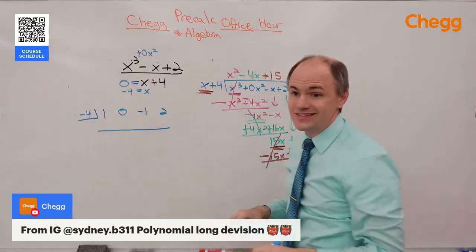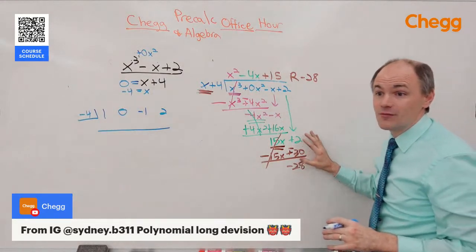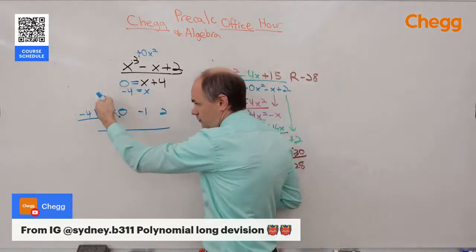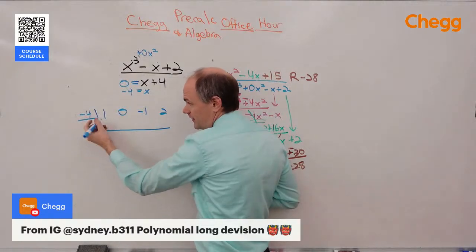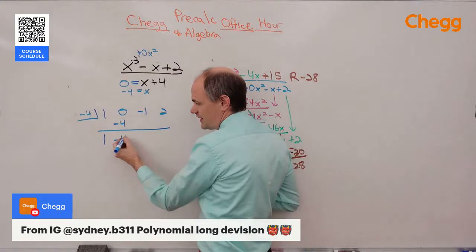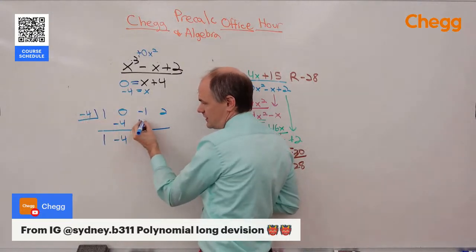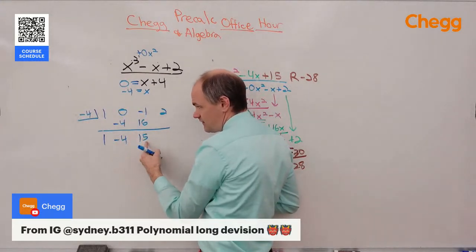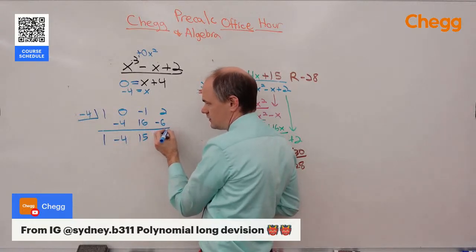Leave a row of space, and this is where it's cool. All of this work is going to be summarized in a quick result. First, bring down the first number, bring down the 1. We're going to multiply 1 by the number in front and get negative 4. Add the 0, we get negative 4. Then negative 4 times the number in front is 16. Add the row to get 15. 15 times negative 4 is negative 60.